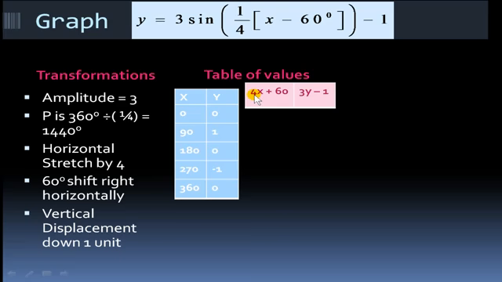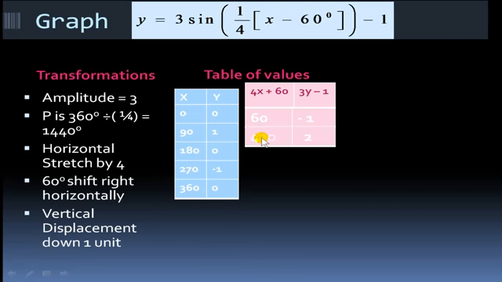So what we did was take the original x values, first multiply them by a factor of 4, and then add 60. So when you take 0 times 4 plus 60, you get 60. And when you take 0 times 3 minus 1, you get -1. That's easy enough. So what about the second point? 90 times 4 plus 60 is 420. And then 1 times 3 is 3, 3 minus 1 is 2.